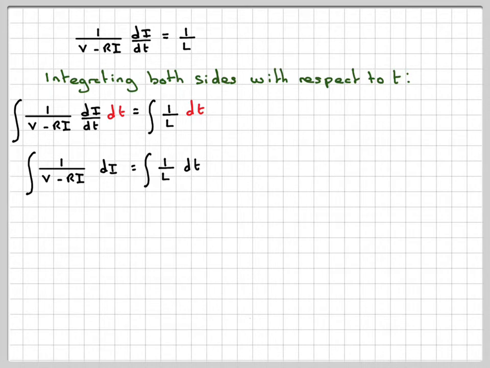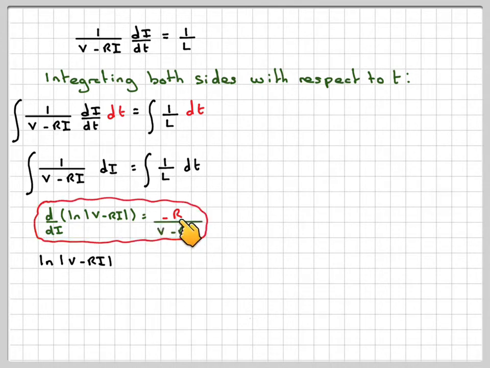Now, this comes from the idea of ln of V minus Ri. If we were to differentiate that, this is of the type f dash of x over f of x. This will become minus R, as R and V are constant, over the denominator. So we've got a minus R too much, so we need to compensate by putting a minus 1 over R here. And this will be equal to t over L plus c.